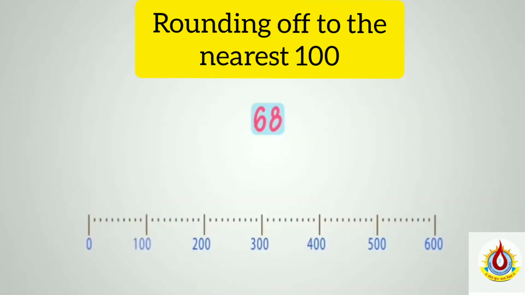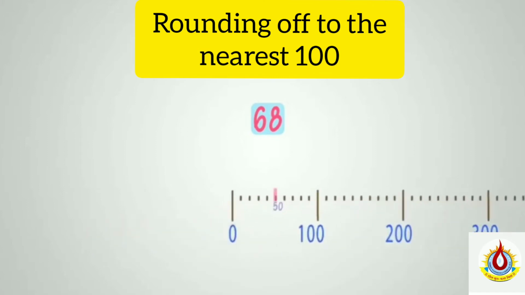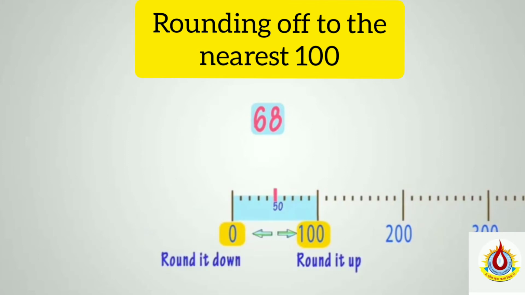Let's start with the example 68. 68 is between 0 and 100. Here we have a 50 mark midway. If the number comes after the 50 mark, it is rounded up. And if it comes below the 50 mark, it is rounded down. So 68 comes after the 50 mark, so we will round it up to 100.